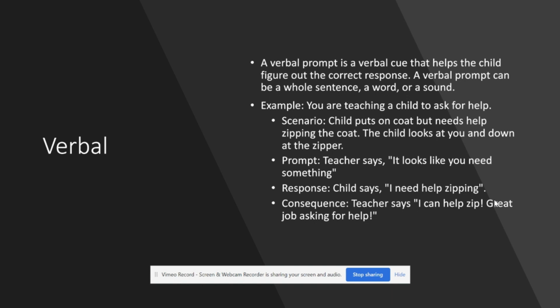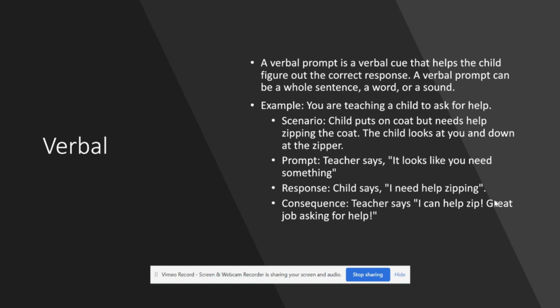The next prompt we're going to discuss is a verbal prompt. So a verbal prompt is a verbal cue that helps the child figure out the correct response. It can be a whole sentence, a word, or a sound. So here's the example we're going to discuss. You're teaching a child to ask for help.